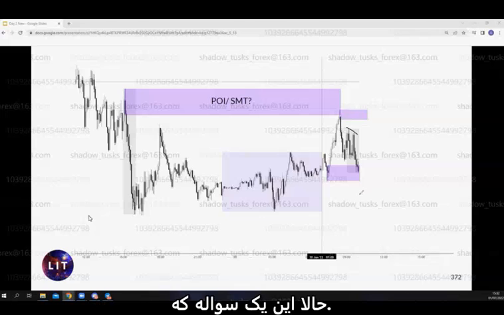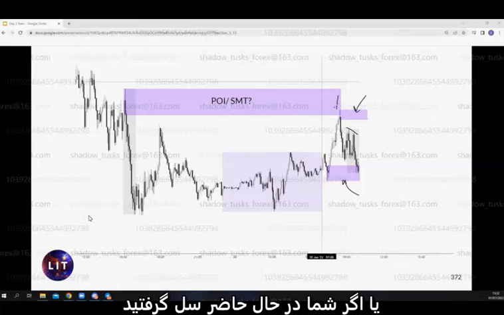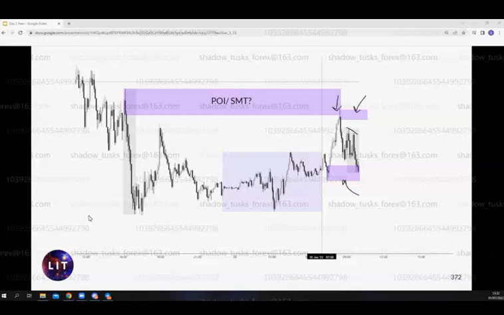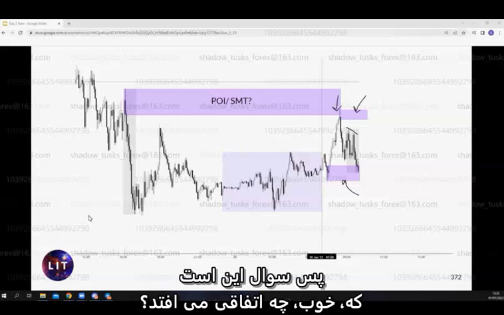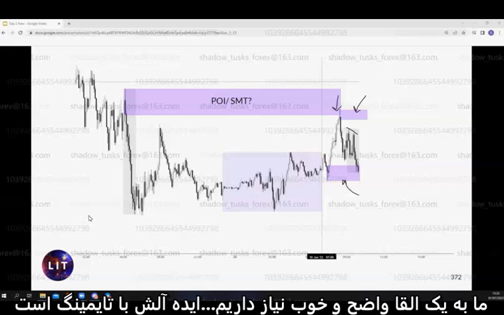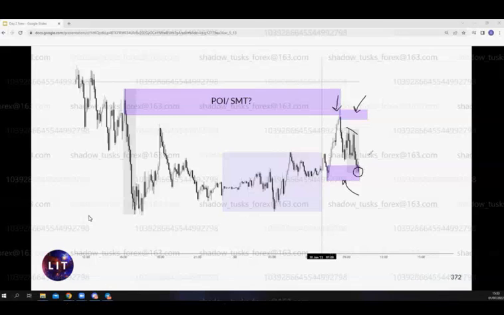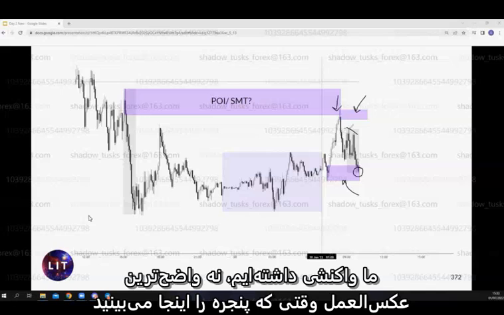Now it's a question of, do we take the buys or do we take these sells? Or if you're already in these sells, do you hold these sells and take another sell? So that's the question of what's happening. We need a nice clear inducement, ideally with timing. Now our main session has opened, being London or New York, one of the two main ones. We've had a reaction, not the clearest reaction when you currently see the window over here.